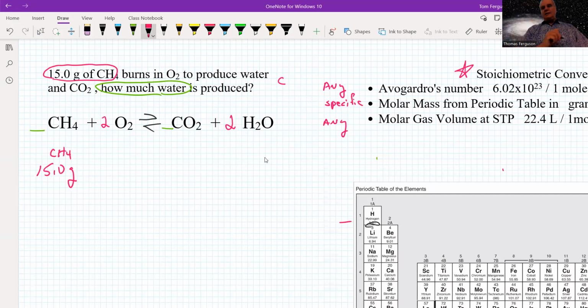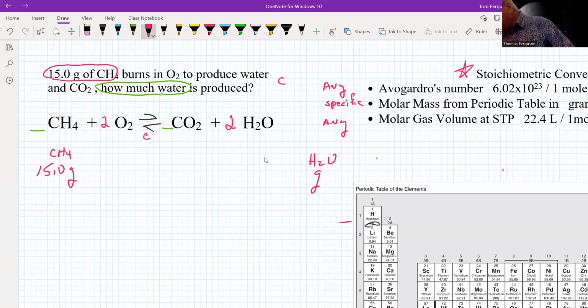And we're trying to calculate grams of water. So given goes on the left, just like before. We're trying to calculate goes on the right. So step number 1 is balance the chemical equation if there's a reaction. And there is a reaction. Okay, so when we balance this, it's going to be 1, 2, 1, 2 in terms of the coefficients.